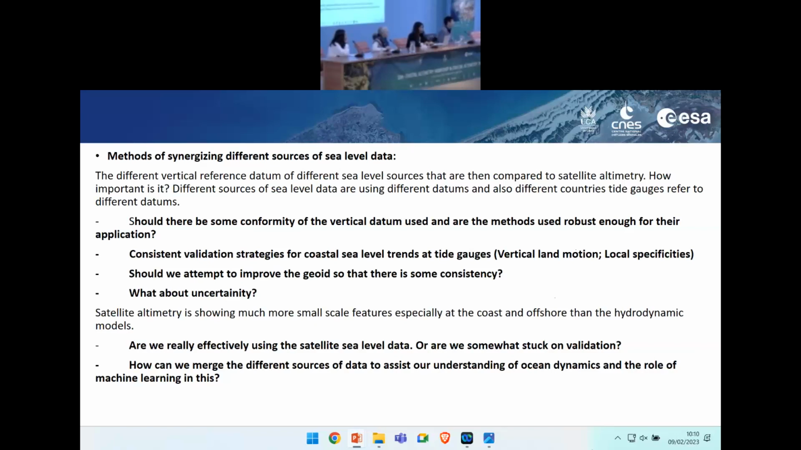Could you perhaps elaborate some examples of small-scale features in the coastal areas, in the sea level perspective?